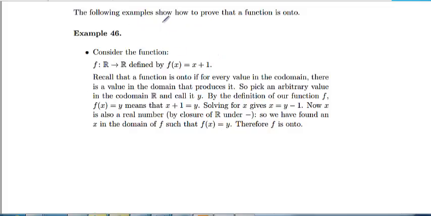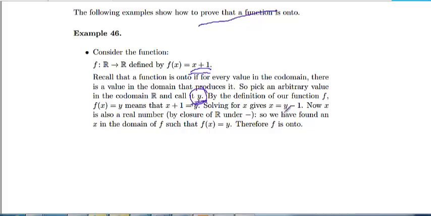All right. So what does onto entail? Onto means that every element in the codomain has an input that maps to it. So to show that this function x plus 1 is onto, you need to say, if I choose an arbitrary element of the codomain, call it y, I can construct an x that maps to y.